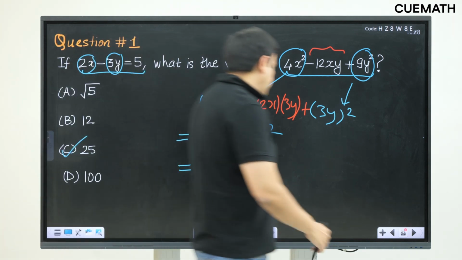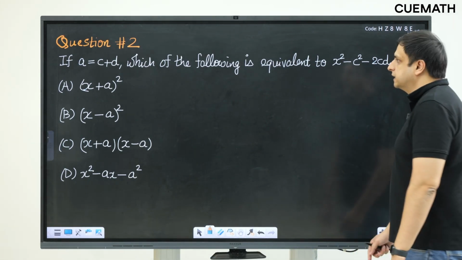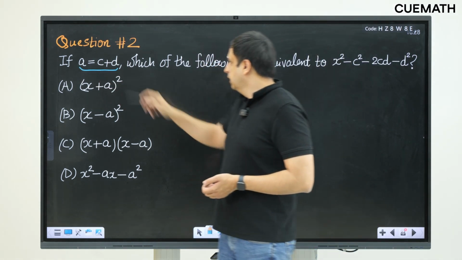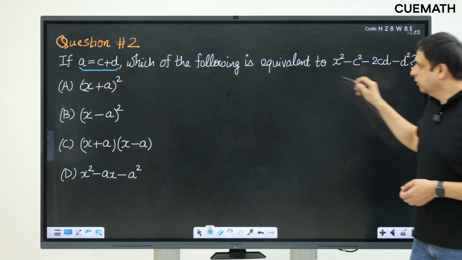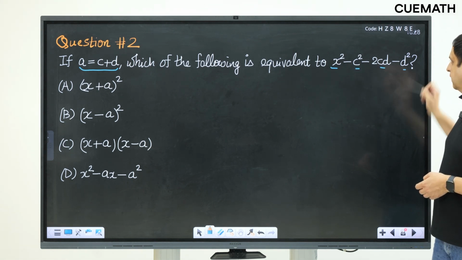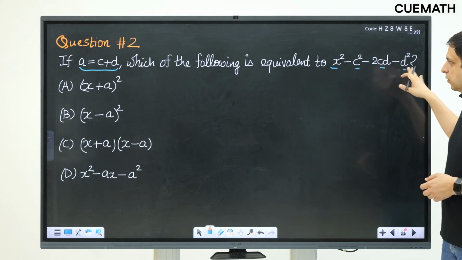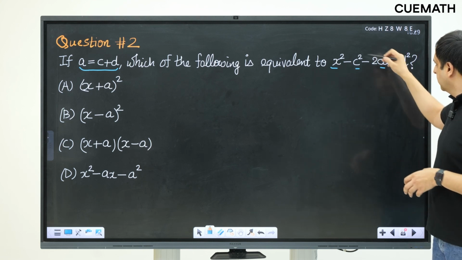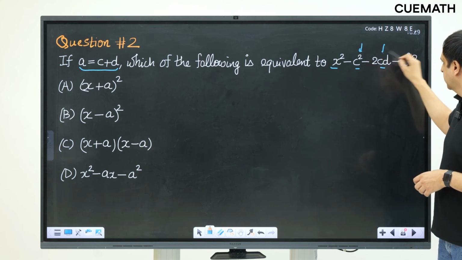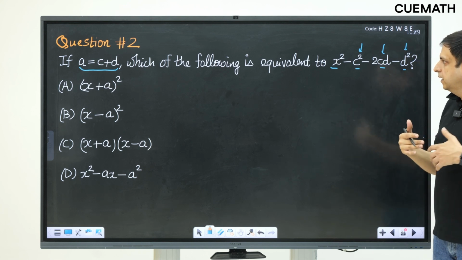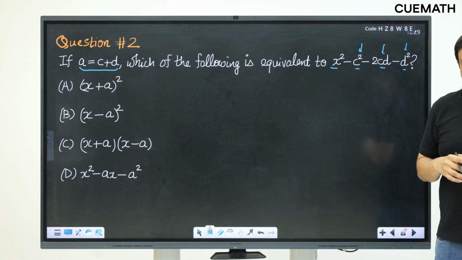Okay, so that was question number 1. Now let's look at question number 2, which says: if a is equal to c plus d, which of the following is equivalent to x square minus c square minus 2cd minus d square? So this expression looks a bit complicated, but once again you can observe some familiar terms here, c square, 2cd, d square, and perhaps we can combine them in some form and express these terms as a square.